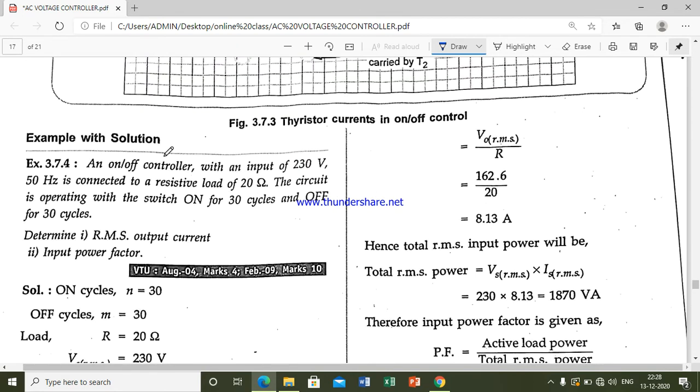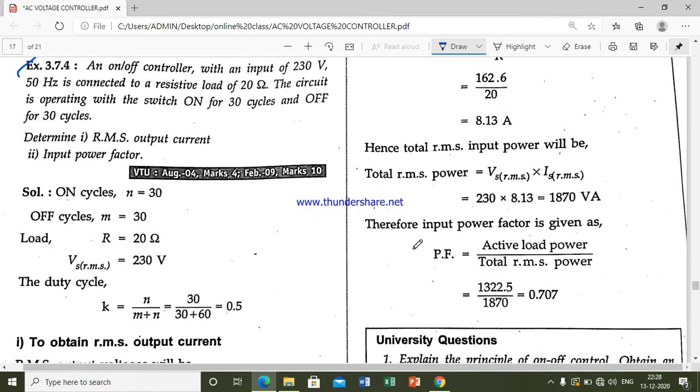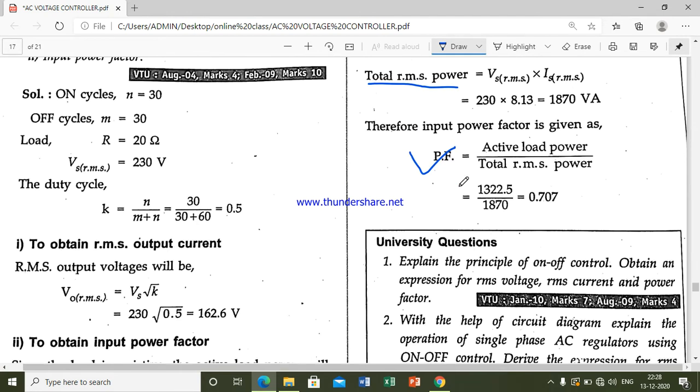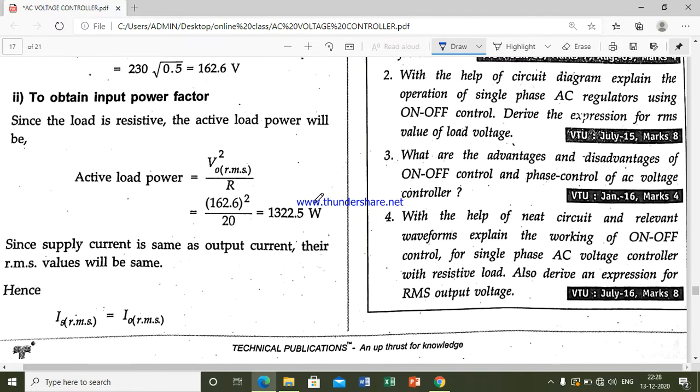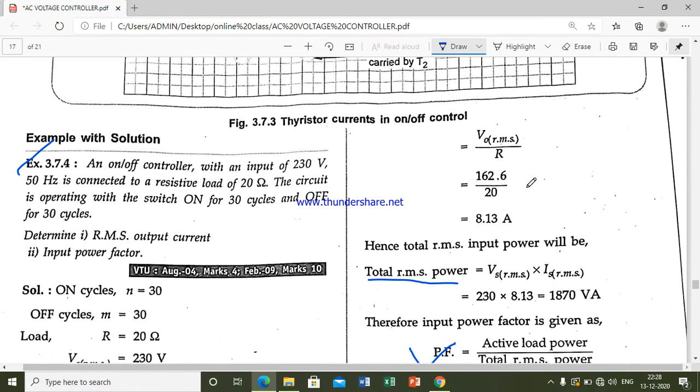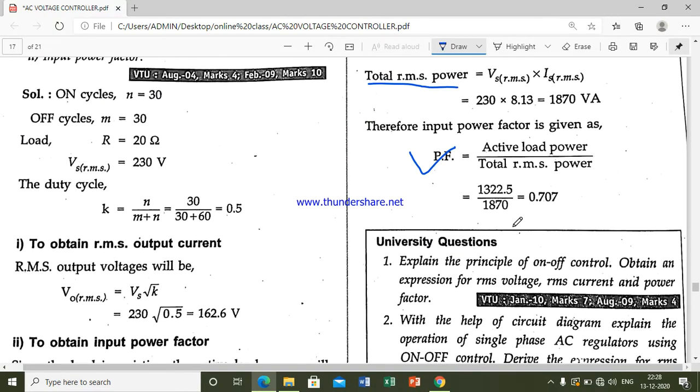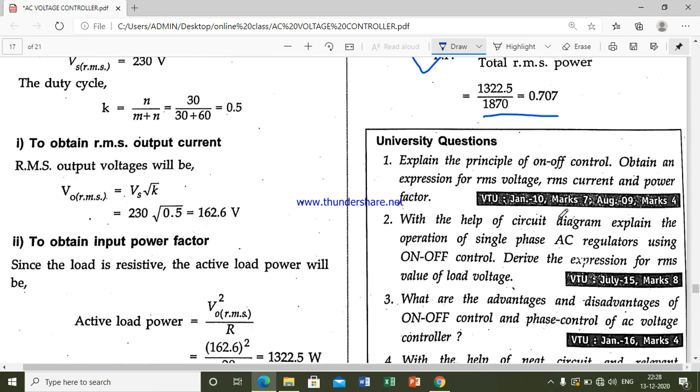Next, we can solve another problem. There also we have calculated power factor and total RMS, and we have used all the formulas that we have discussed till now. From this one we will get power factor.